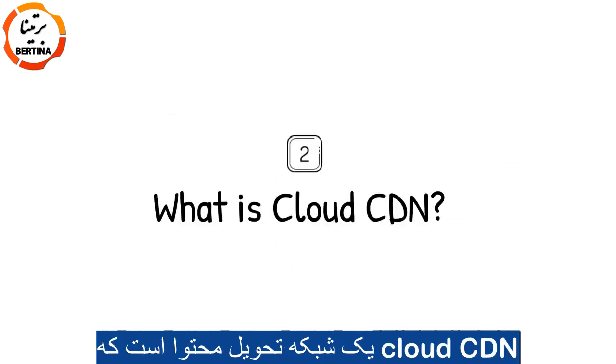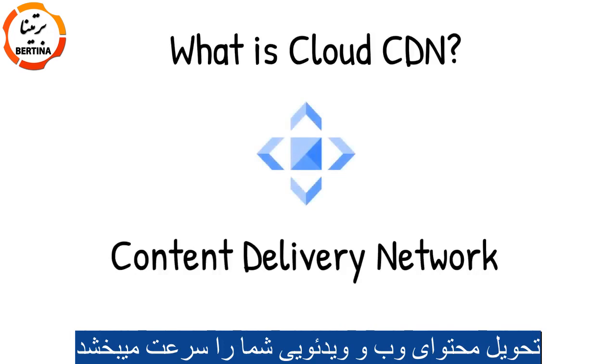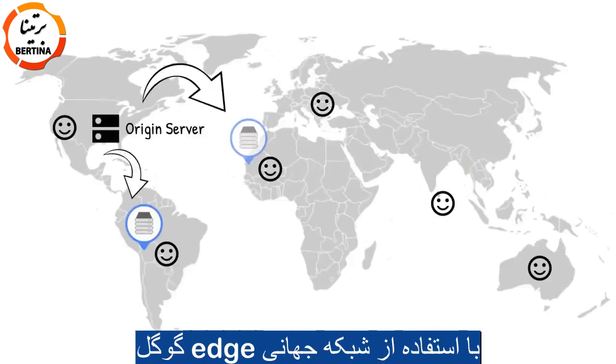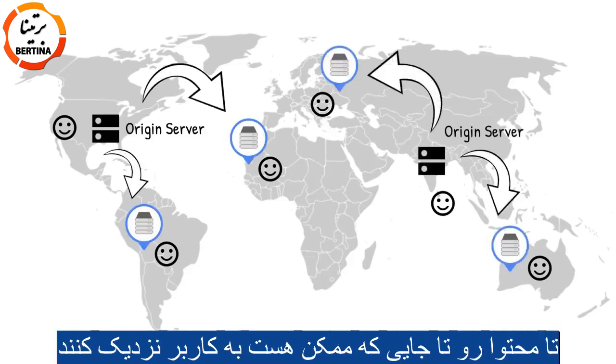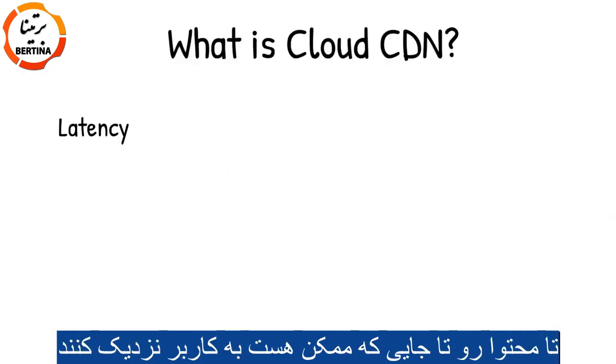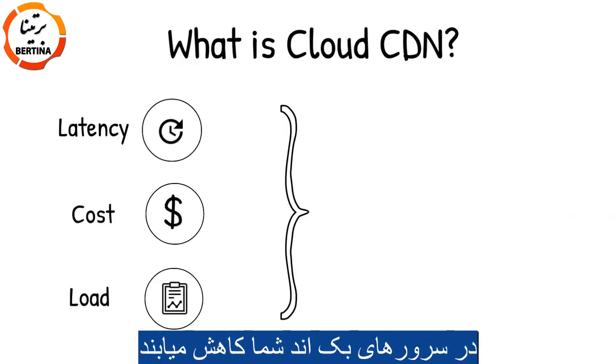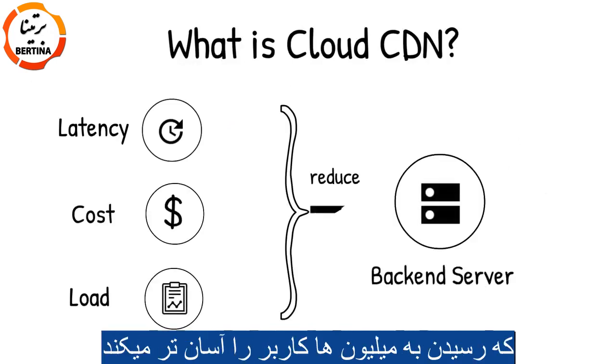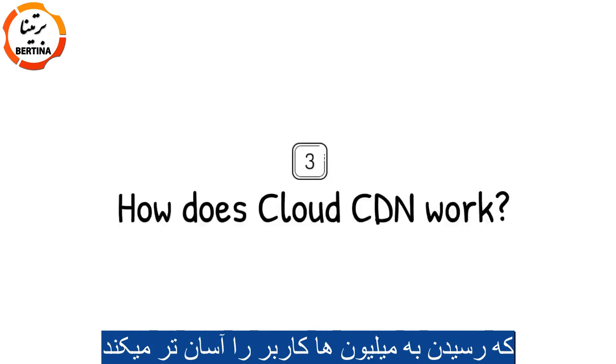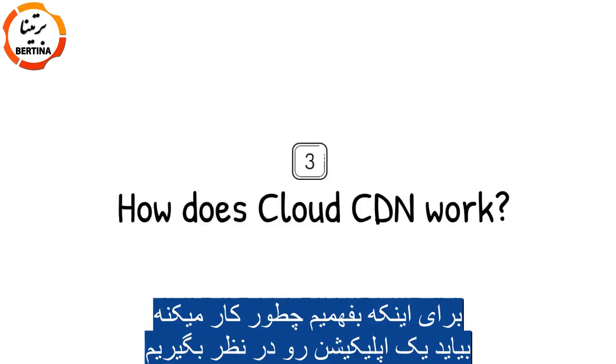Cloud CDN is a content delivery network that accelerates your web and video content delivery by using Google's Global Edge network to bring content as close to the user as possible. As a result, the latency, cost, and load on your backend servers is reduced, making it easier to scale to millions of users. Let's consider an app to understand how this works.